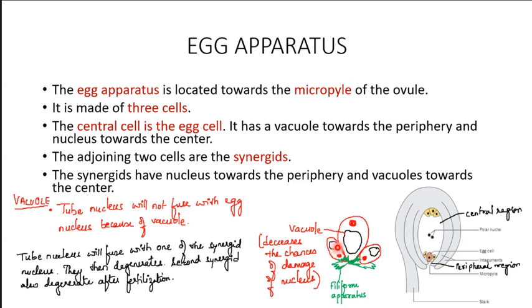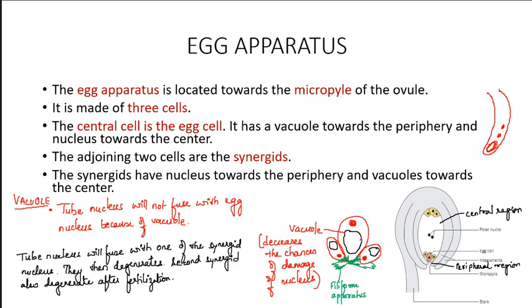Now, the tube nucleus will not fuse with the egg nucleus because of the vacuole. Remember that this pollen tube has a tube nucleus. If this is a pollen tube, I'll describe it in the next picture. It has the tube nucleus here and the generative nucleus towards the top. If the nucleus had been on the outer side, there is a chance that the tube nucleus would have fused with the egg nucleus. To prevent that, it is designed so that the vacuole is there, so that the tube nucleus will not fuse with the egg nucleus.